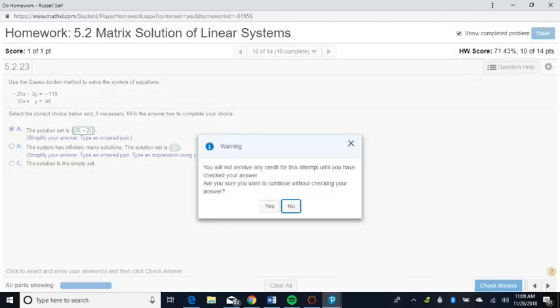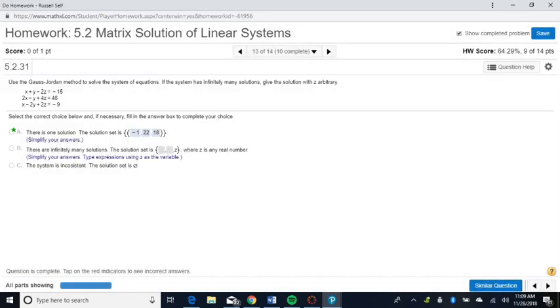All right, let's look at number 13. Now, it says use it to solve the system of equations. If it has infinitely many solutions, give the solution with y arbitrary. Again, I don't think that's going to happen to you, but you know what that means. That doesn't mean I know everything, but I'll check it for you. I'll do exactly what I just did. We went through 4 of those, and it didn't.